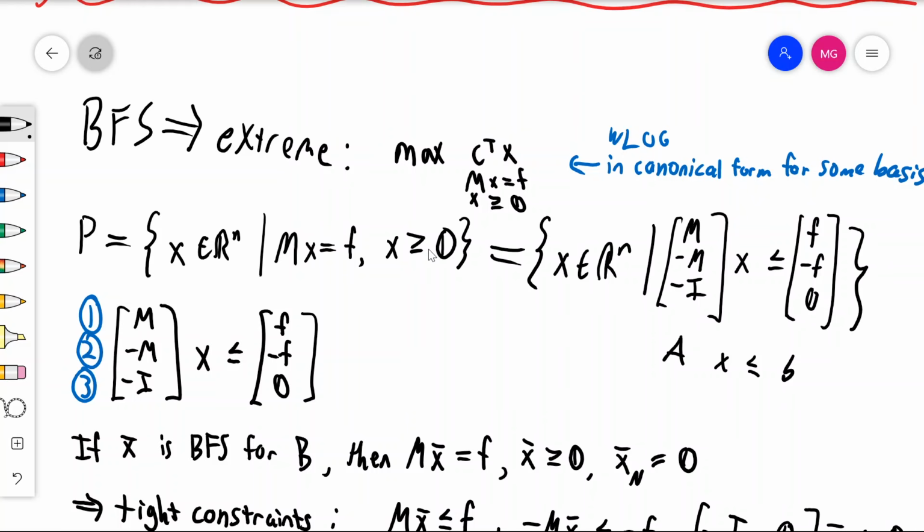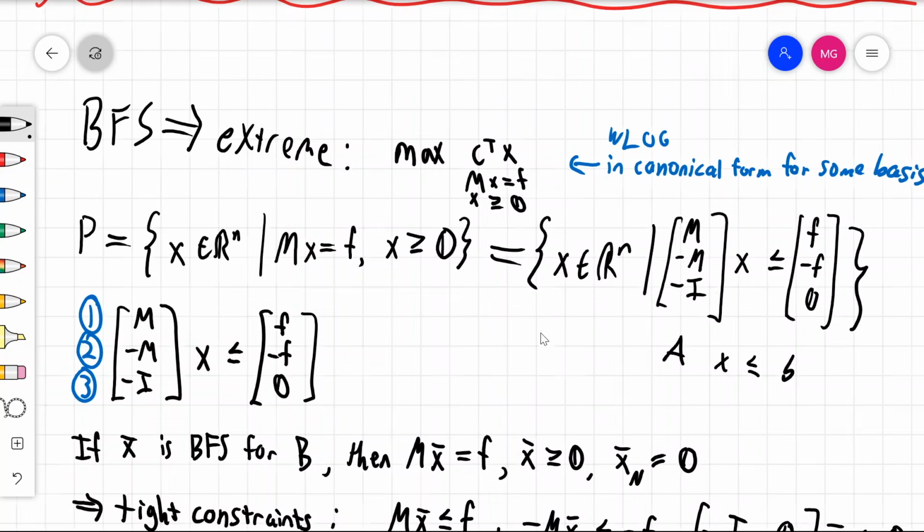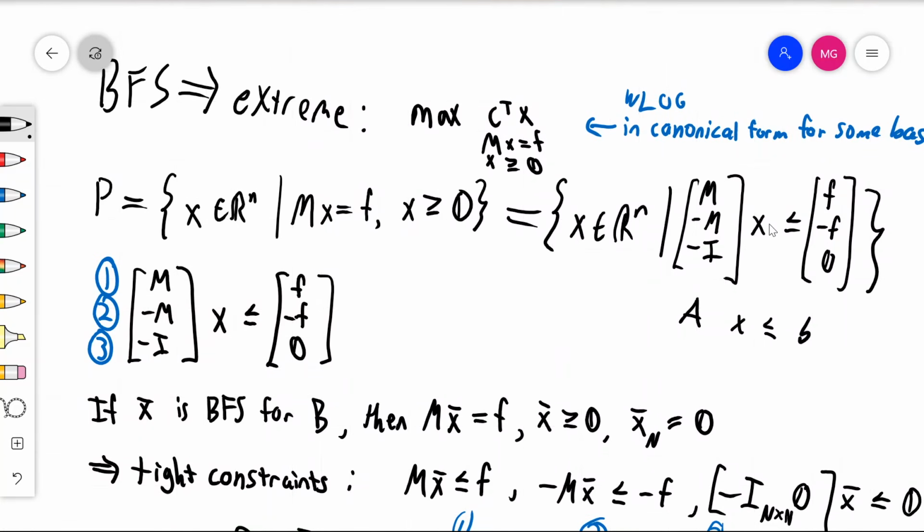So just multiply by -1 basically, so it's negative identity matrix times x is less than or equal to 0. And that's equivalent to saying x is greater than or equal to 0. So that system is equivalent to the original system, and now we're in the right format. Let's call this big block matrix A, and the block vector we'll call B. And so that'll be the A and the B that we're referring to in this proof.